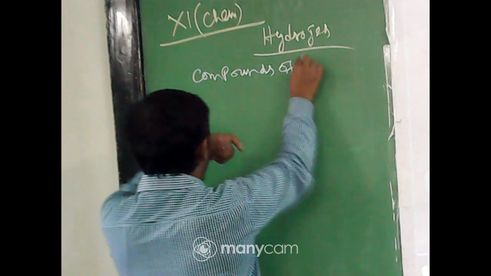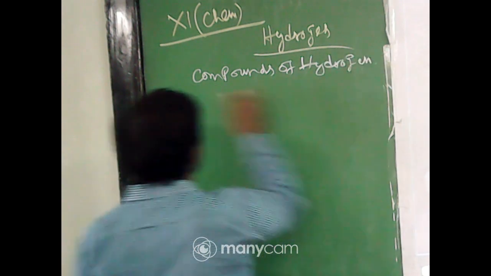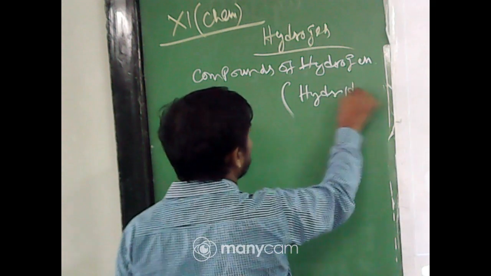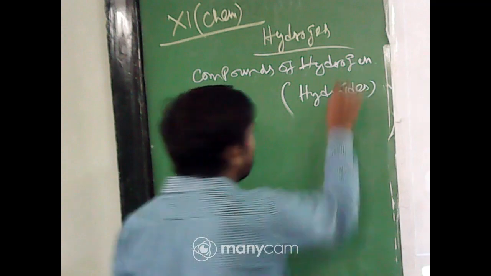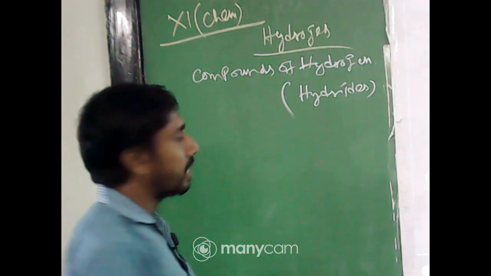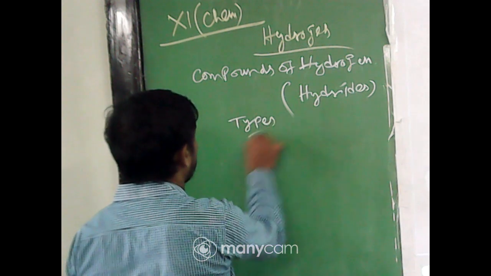Compounds of hydrogen. What is the general name of these? These are called hydrides. So the compounds of hydrogen are hydrides. Now, types.